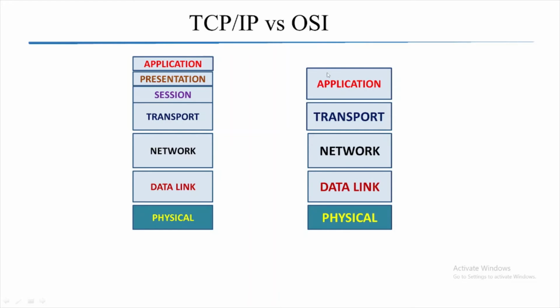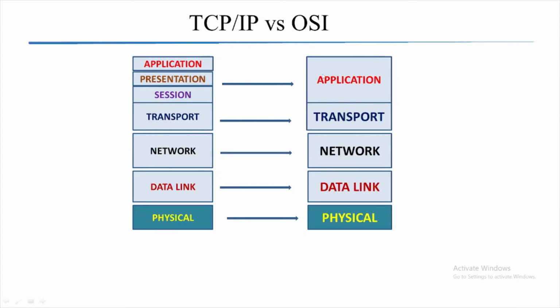And you can see that the upper layers of the OSI reference model, that means application, presentation, and session, are included in the application layer of the TCP/IP model, and transport exactly matches the transport layer of the TCP/IP, network matches the network layer, data link matches exactly the data link layer, and physical the physical layer of the TCP/IP protocol suite.